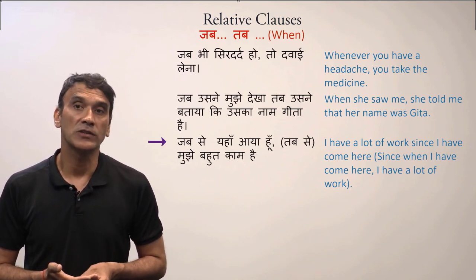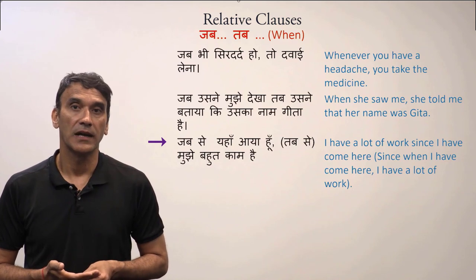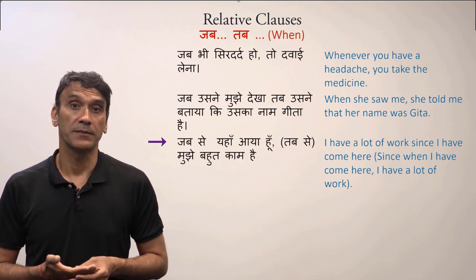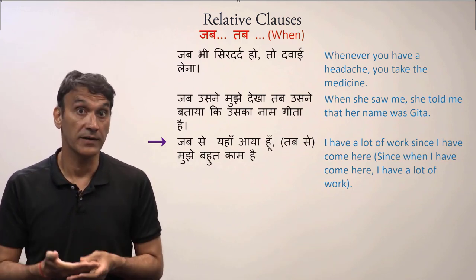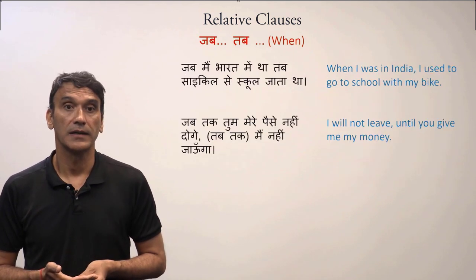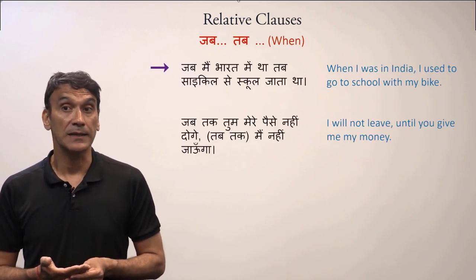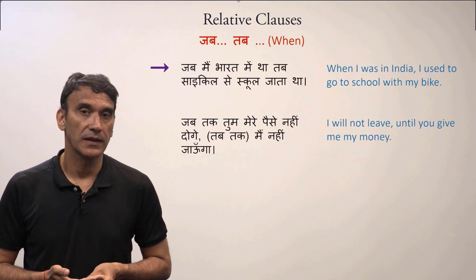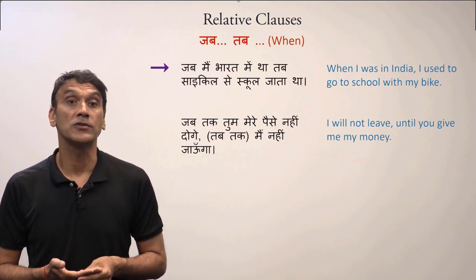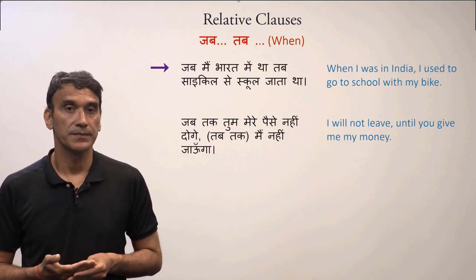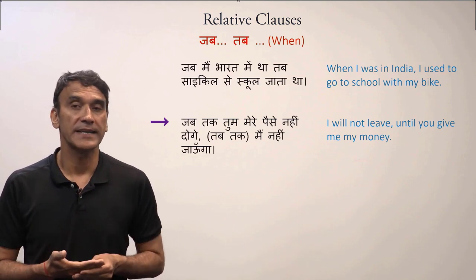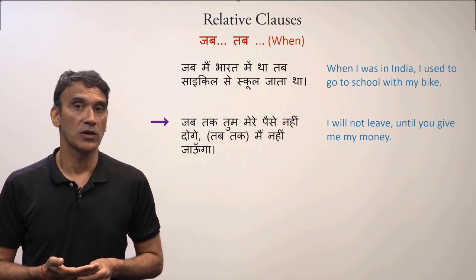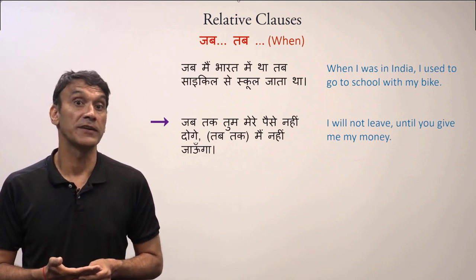Jab se yahan aaya hoon, tab se mujhe bahut kaam hai. I have a lot of work since I have come here. Since when I have come here, I have a lot of work. Jab main Bharat mein tha, tab cycle se school jata tha. When I was in India, I used to go to school with my bike. Jab tak tum mere paise nahi doge, tab tak main nahi jaunga. I will not leave until you give me my money.